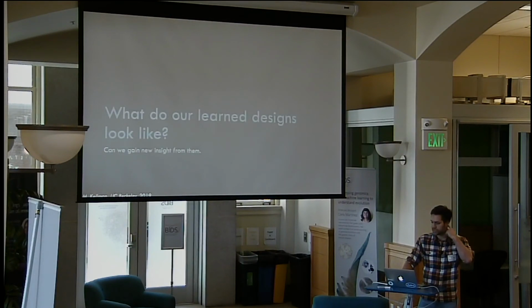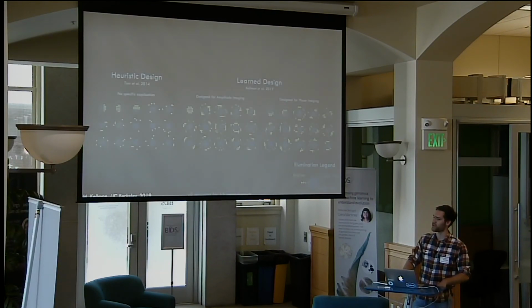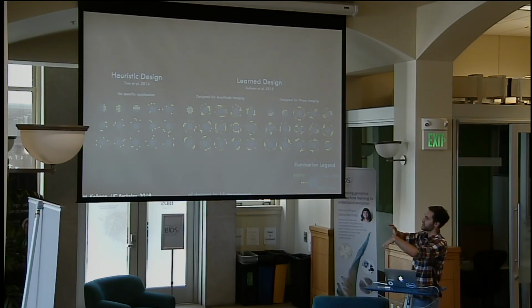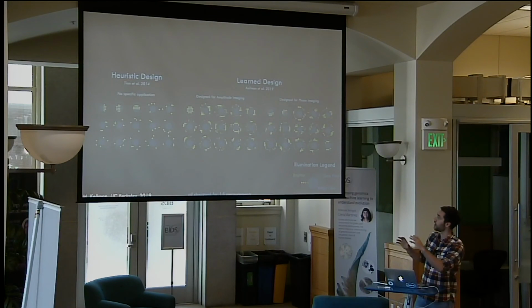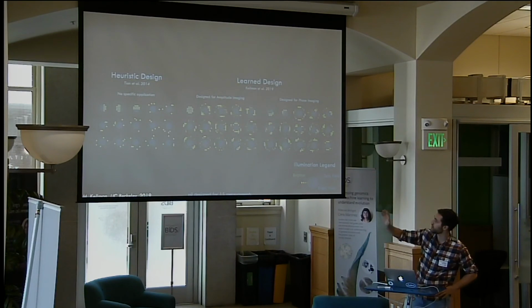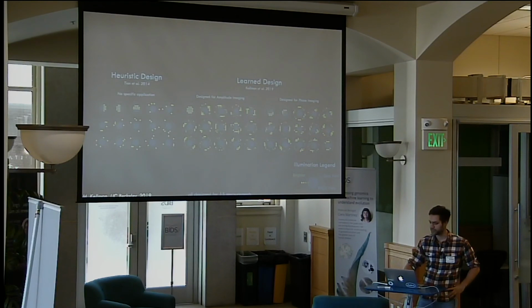So what do these designs look like? I'm going to show you a lot of LED patterns, but I'll try to overview them with the time I have left. The heuristic design on the left relies on random encoding and compressed sensing ideas, whereas in stark contrast, our methodology learns the patterns to turn on very structured sets of LEDs in every measurement. And so here we have the designs with no specific application, for amplitude imaging, and for phase imaging.